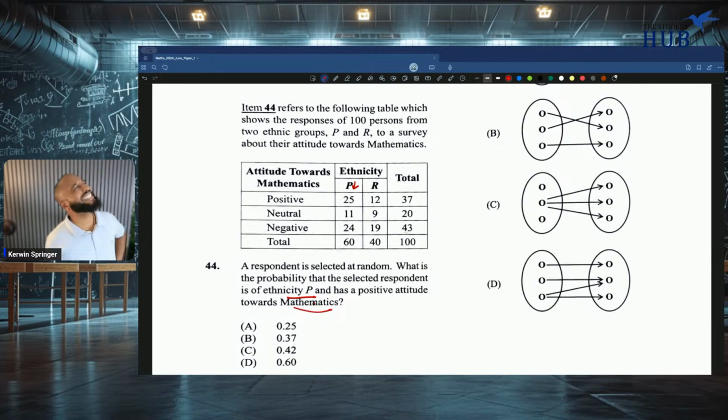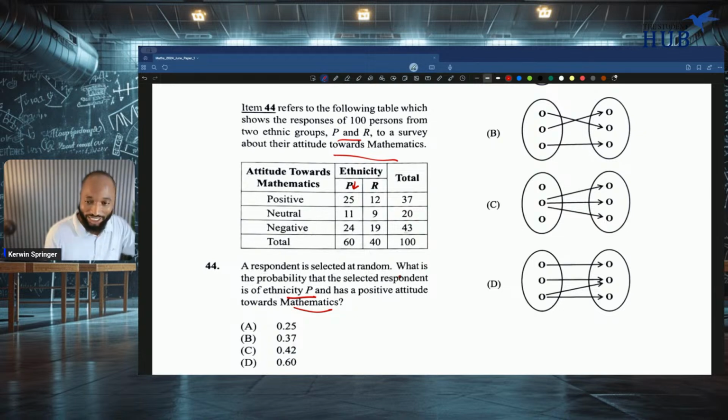What kind of racist test is this? What kind of good thing they didn't say a race here, otherwise that'd be real laughing in this exam. Only understand what the statistics is. P and R are just different ethnic groups and their attitude towards mathematics. Imagine if they had real ethnicity here, black, white, Indian. Anyhow, so positive, neutral, negative, total.